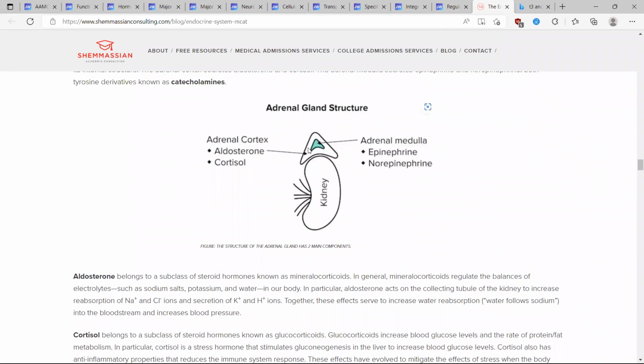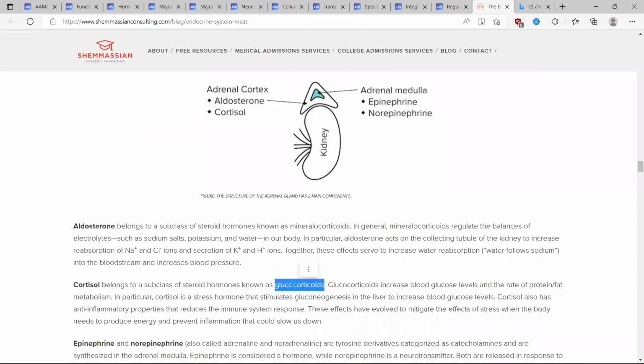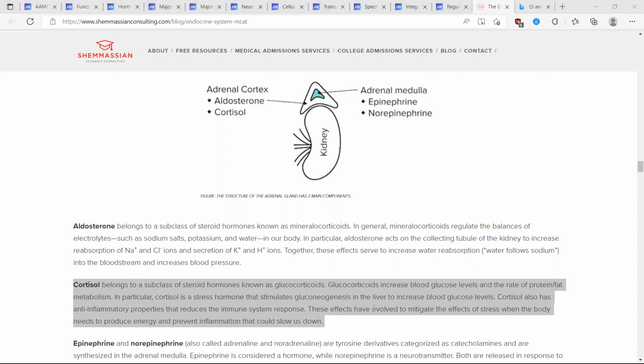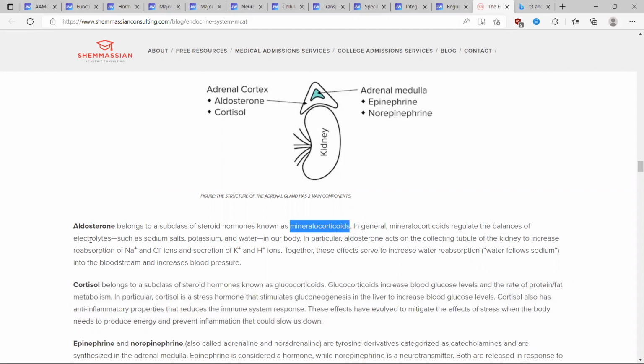Aldosterone is also produced by the adrenal cortex. This is a mineralocorticoid. Essentially, just like cortisol is a glucocorticoid that is regulating the amount of glucose, right? The mineralocorticoid is regulating the amount of electrolytes. So electrolytes are any charged molecules in our blood. So charged molecules being sodium, potassium, even protons, right? All these things. So that's what aldosterone does.